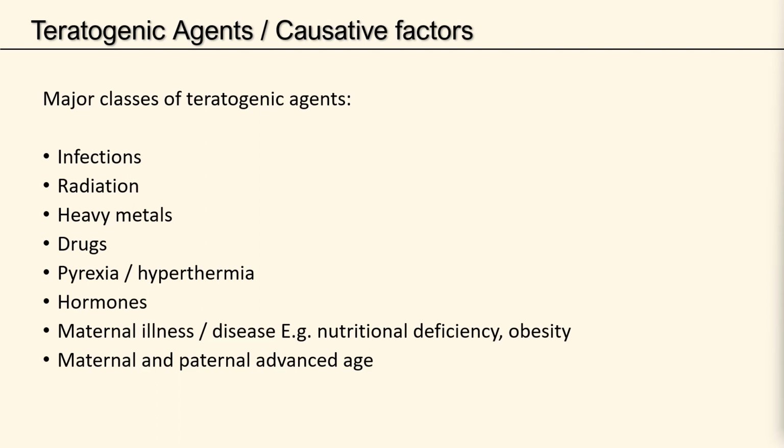Hormones, again, substances that can cross the placenta. Maternal illness or disease, things like diabetes, obesity or a lack of folic acid. These are all things that can affect the developmental process. Maternal and paternal advanced age, linking right back to our gametogenesis lecture. We see an increased risk in the development of chromosomal aneuploidies in gametes, potentially due to a lifetime exposure of teratogens. So let's have a look at a few in more detail.